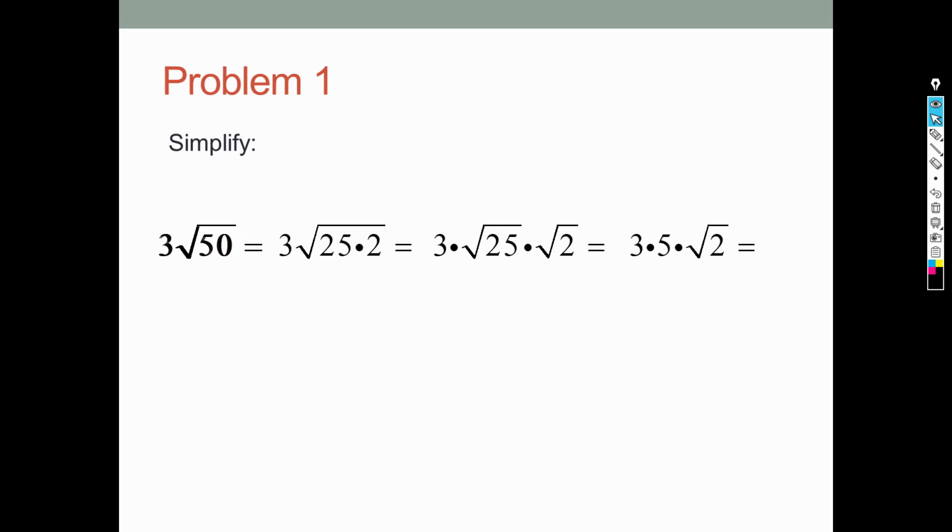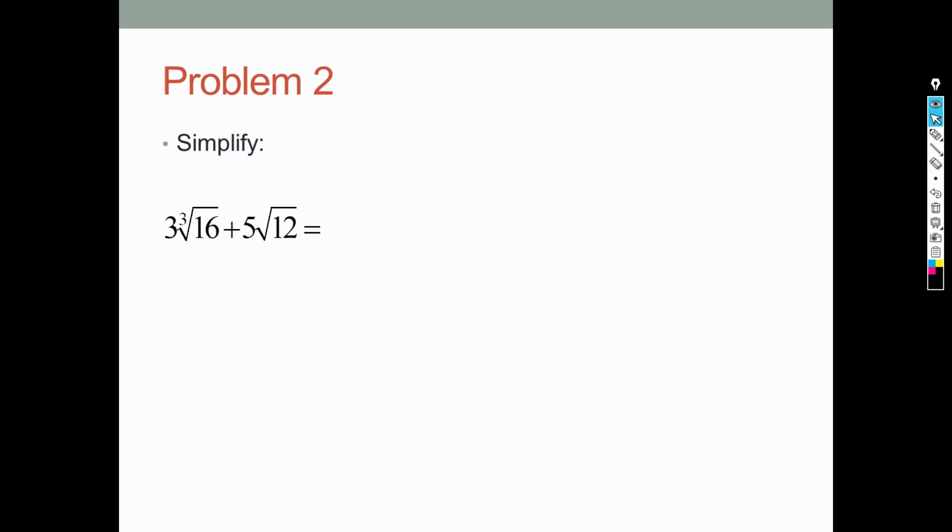You get that. So 3 times 5 is 15. Your final answer in simplest form is 15 times the square root of 2. Now you can have a mixture of problems, cube roots, square roots.